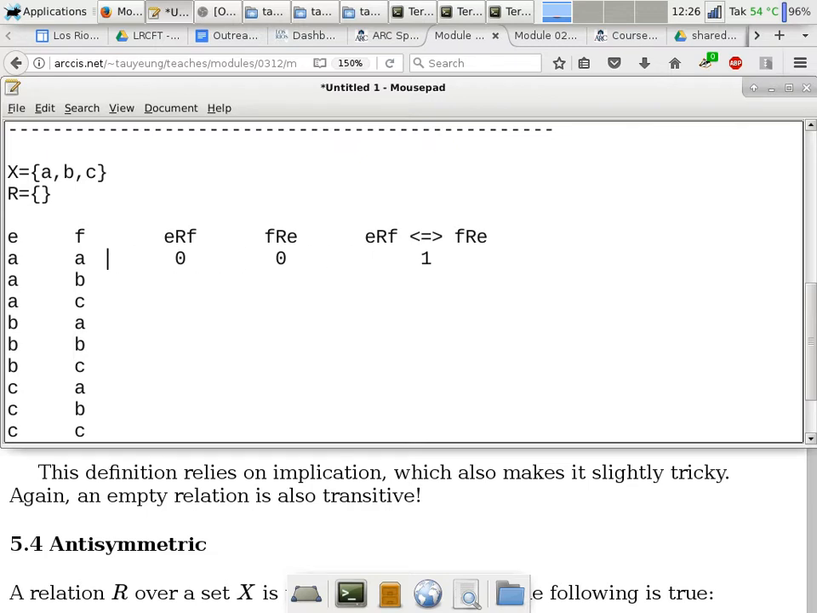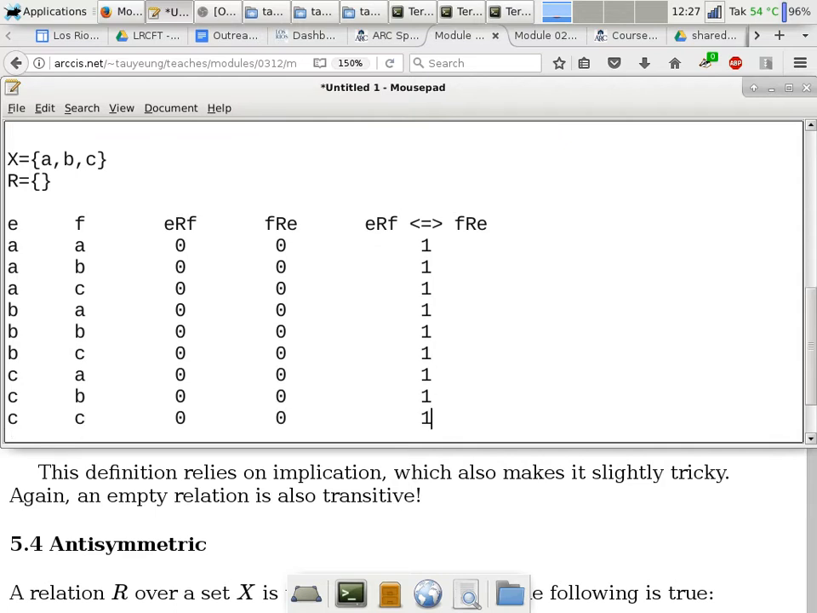Now I can do it a lot faster than you possibly can on a piece of paper. The bottom line is this enumerates every single way for any element in X to relate to any other element in X. It enumerates all the possibilities, and yet the statement we're looking for is true for every single case. So that means this relation, which is empty, is symmetric.